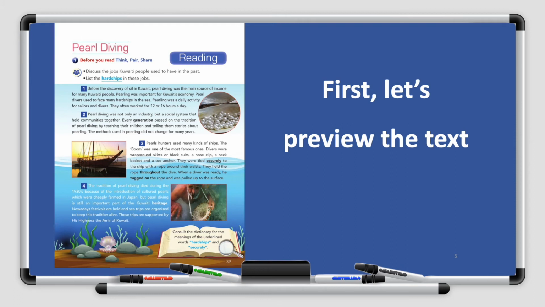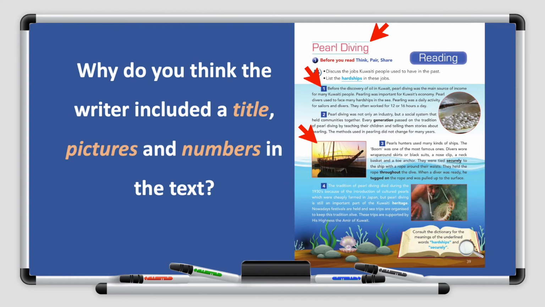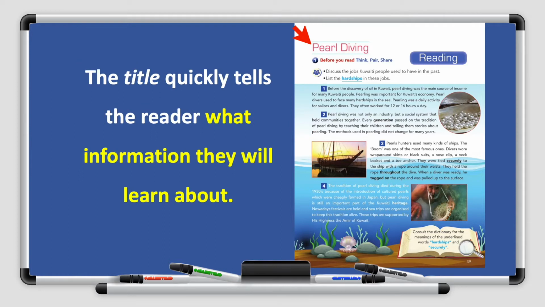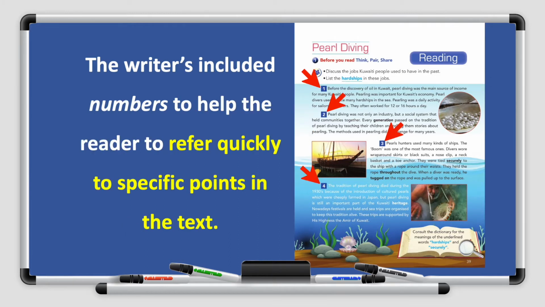First, let's preview the text. Why do you think the writer included a title, pictures, and numbers in the text? The title quickly tells the reader what information they will learn about. The writers included pictures to make the text easy to read, follow, and understand. The writers included numbers to help the reader to refer quickly to specific points in the text.